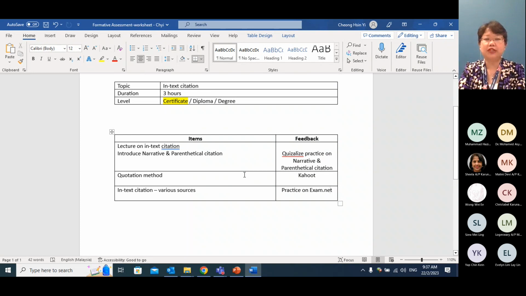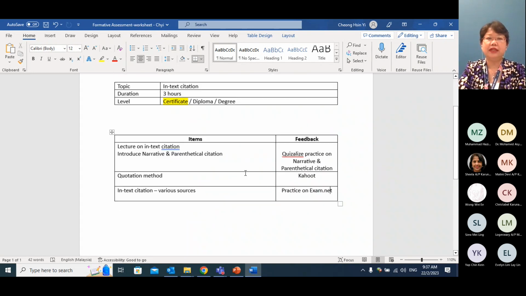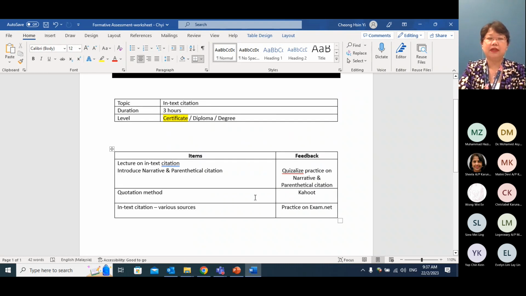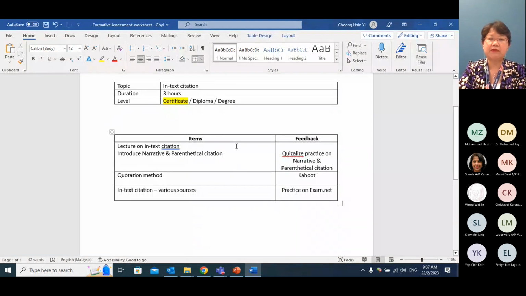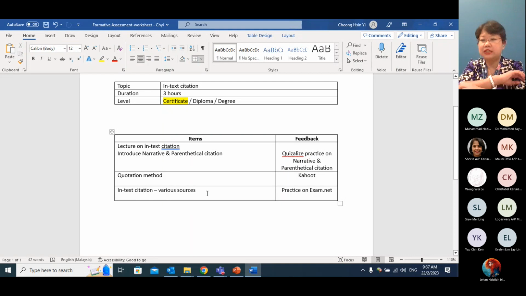It is a very short one in a sense, but if they could finish in 3 hours, that would be great. The first time I taught this topic to these certificate level students, I just went through narrative, parenthetical, quotation method, and in-text citation from various sources all at one go. Then I just gave them practice on exam.net. Then I realized that they can't really absorb so much at one go and do the practice at the end.